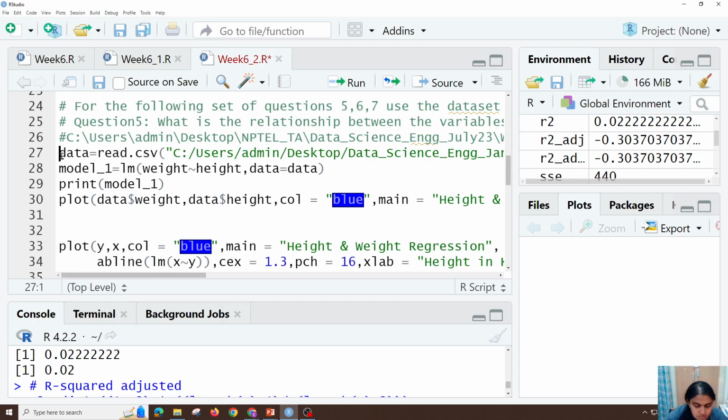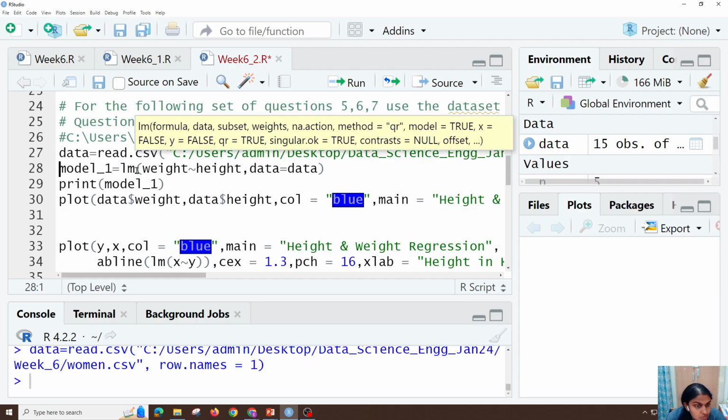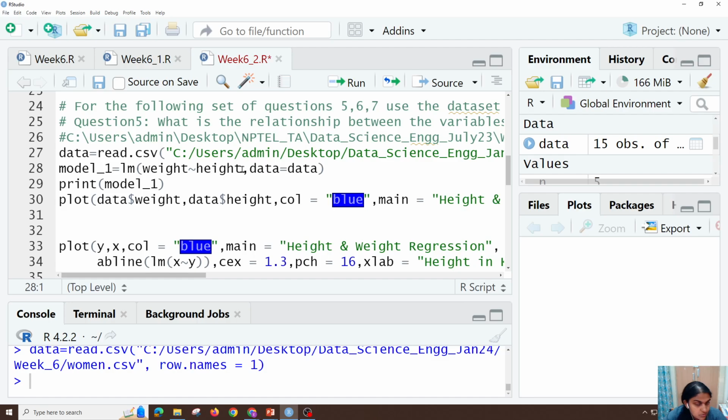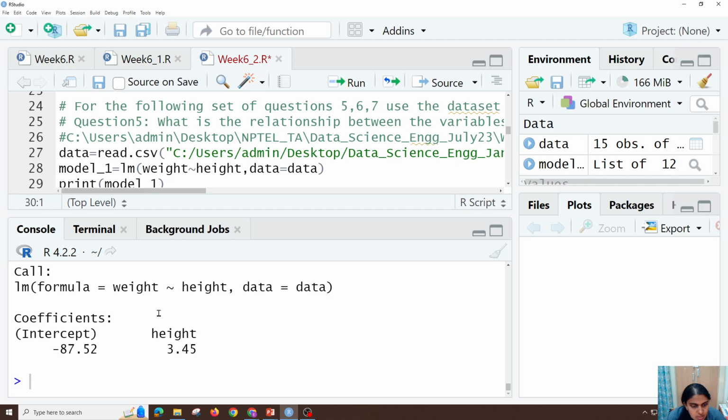So data is a CSV file, so read.csv. The model 1 itself I am naming with lm, which is our linear regression function. It requires a formula. The formula right now I am giving as weight with height, and data equal to data. Or directly you can take data$weight and data$height. This time I am giving it in this way. The model has been printed like this: the intercept is -87.52 and the height beta 1 value is 3.45.